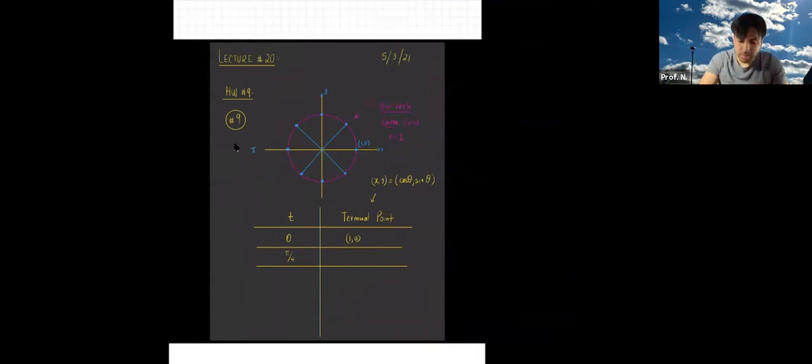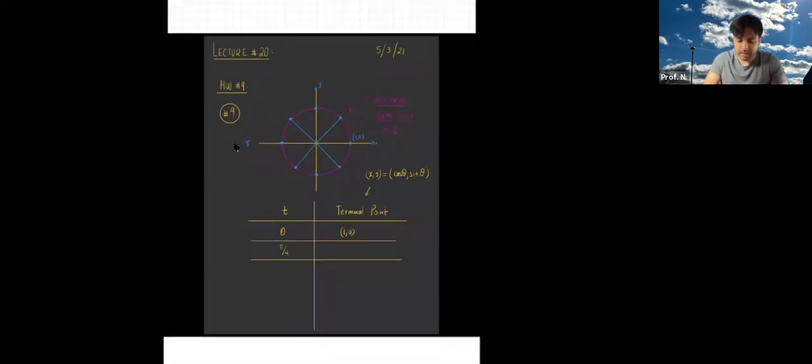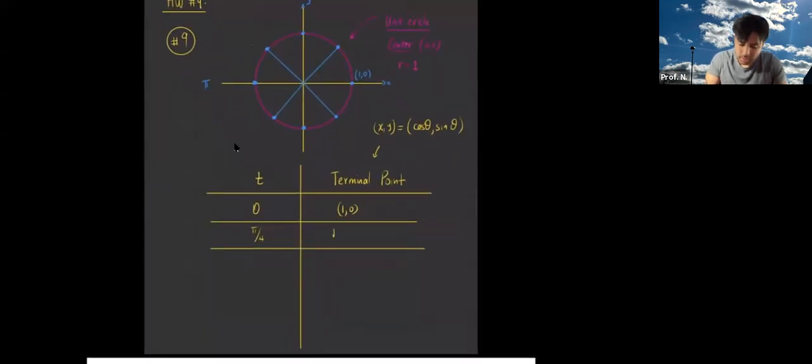So in reality, what we're asking ourselves is, what is cosine of pi over 4 for the x coordinate, and what is sine of pi over 4 for the y coordinate? But we know that, or we should know it. So it's rad 2 over 2, comma, rad 2 over 2.